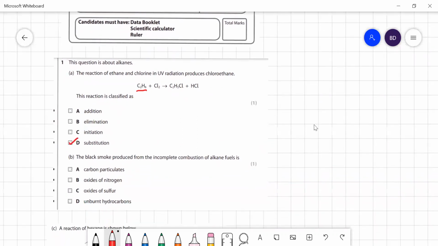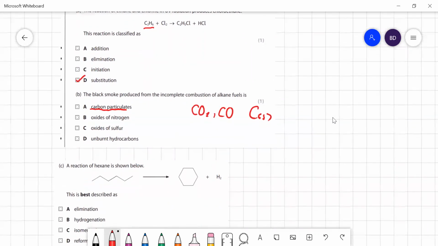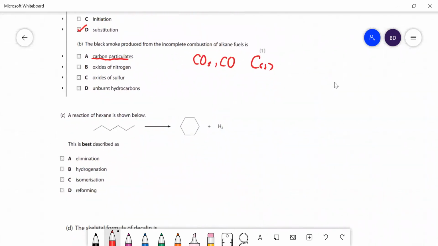Right, the black smoke produced from the incomplete combustion of alkanes is due to bits of carbon. There's not enough oxygen to turn all the carbon into CO2 or even into carbon monoxide, so you get some solid carbon produced, which forms little black sooty particles.